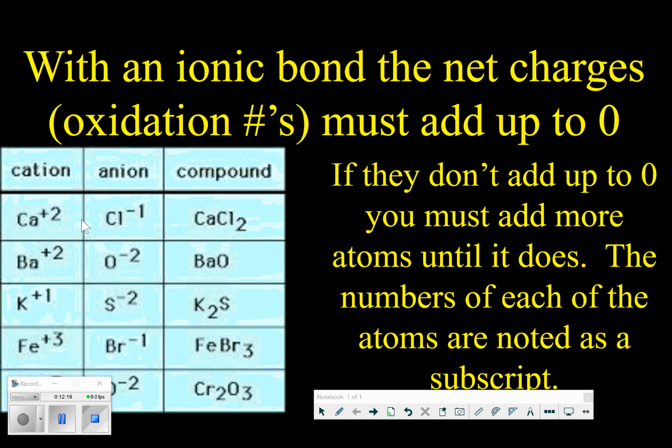Now, if you're going to bond calcium and chlorine, you see calcium has a charge of +2, chlorine has a charge of -1. Calcium wants to give away 2 electrons. Chlorine only needs to steal 1 electron. So this calcium is going to give 1 electron to chlorine. That will make chlorine happy. But calcium will not be happy because calcium is still going to have an extra electron.